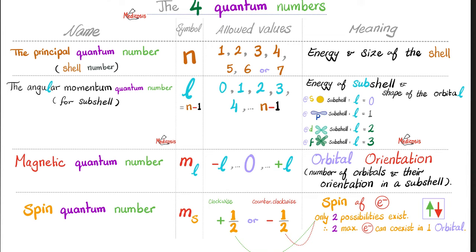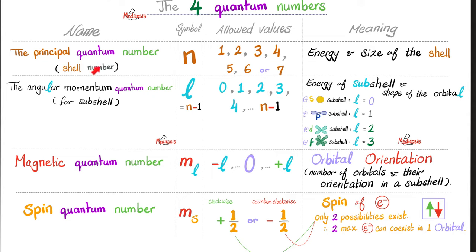As for the angular momentum quantum number, L always equals N minus 1. So in the first shell, L equals 1 minus 1, which is 0. In the second shell, L equals 2 minus 1, which is 1. In the third shell, L is 2. In the fourth shell, L equals 3, etc. So in the second shell, I will have L equals 1 and everything before me, which means L equals 0. So I have both of them. In the third shell, L equals 2, so I have L equals 2 and L equals 1 and L equals 0. I take all of them. But the maximum number always equals N minus 1.